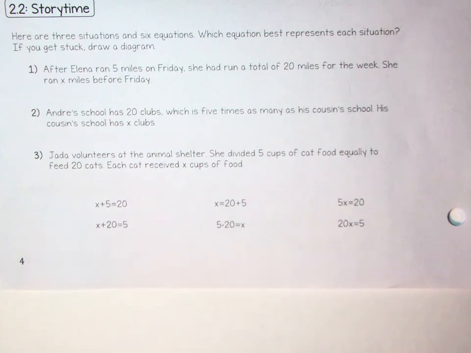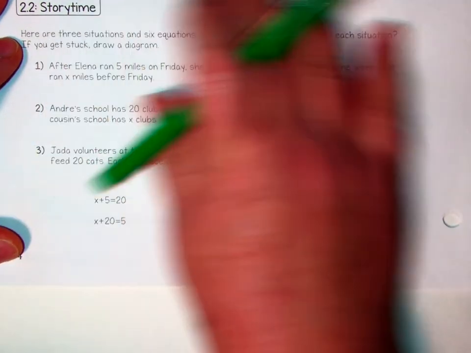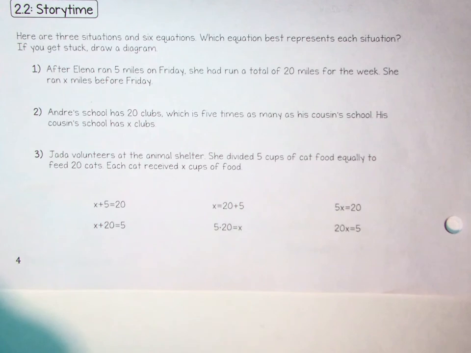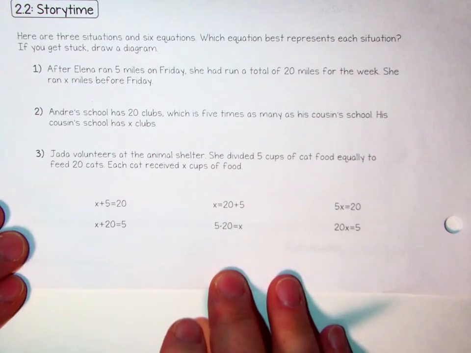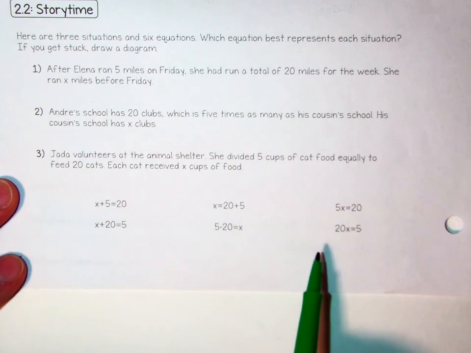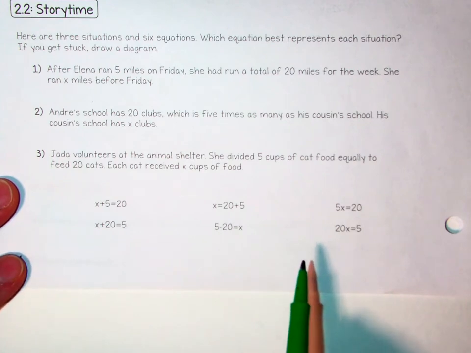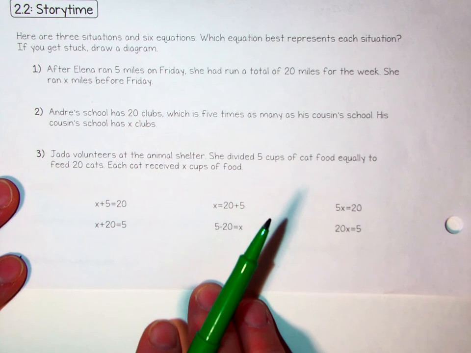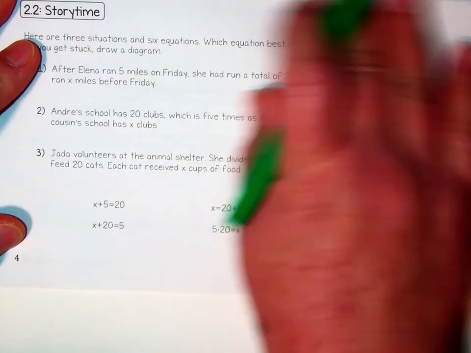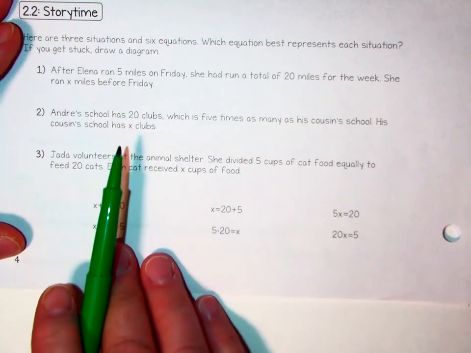All right, so we're moving on to the next activity, 2-2 story time. The instructions say, here are 3 situations, 1, 2, 3, and 6 equations. Which equation best represents each situation? If you get stuck, draw a diagram. Okay, so let's start with number 1.